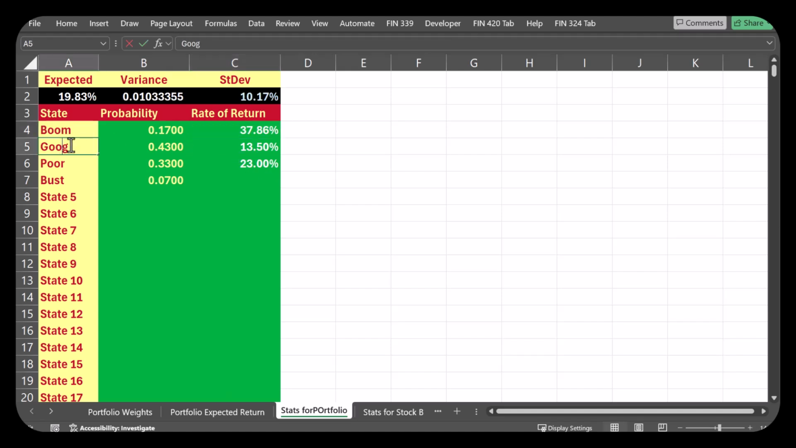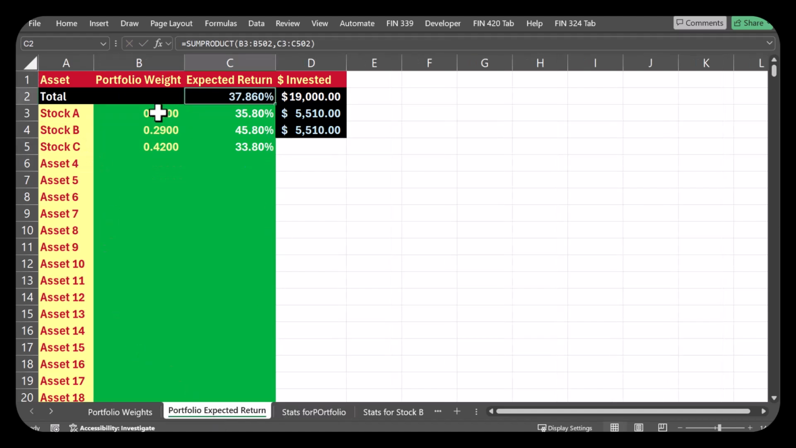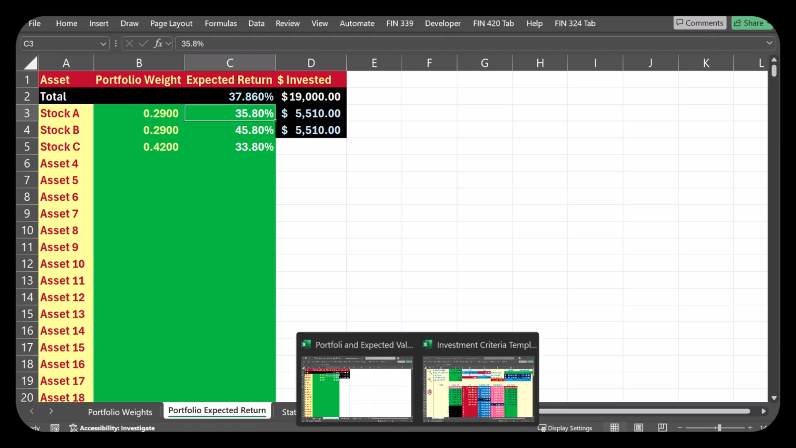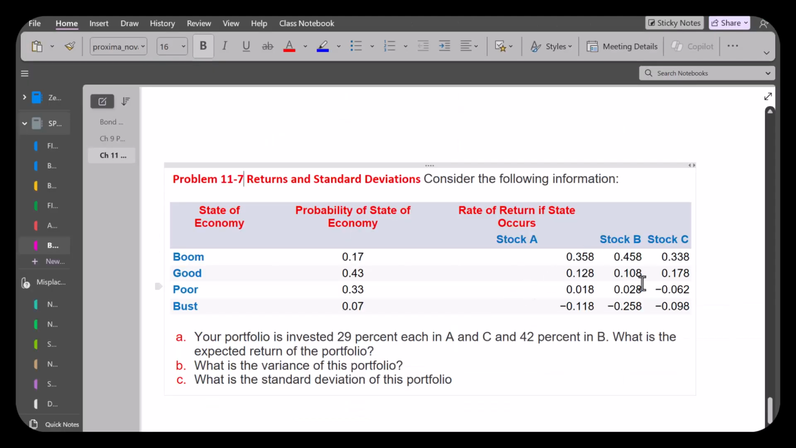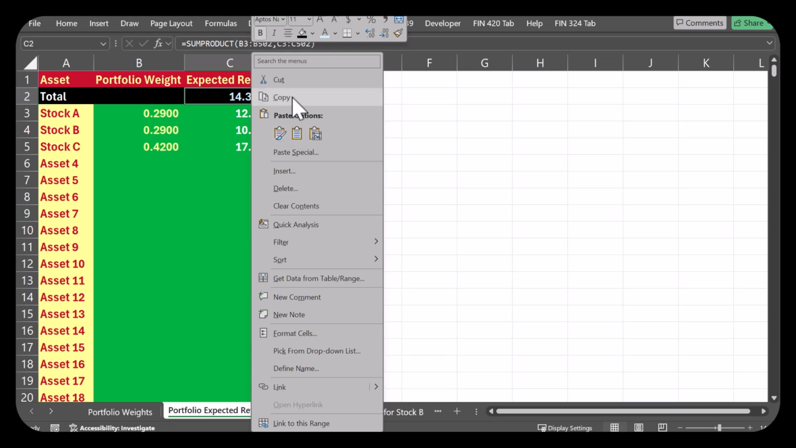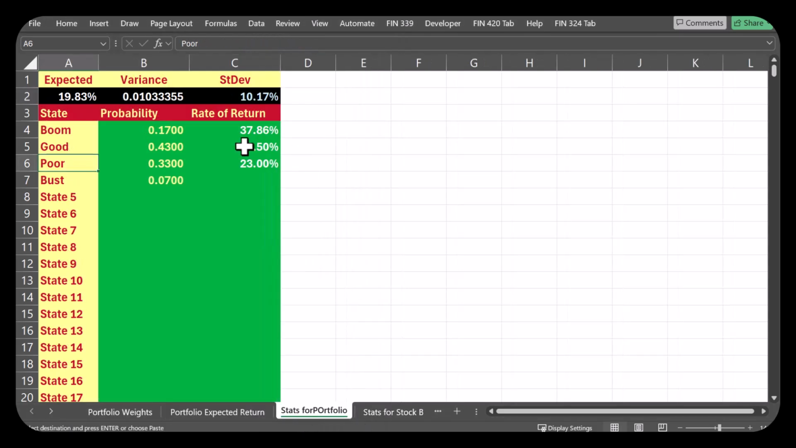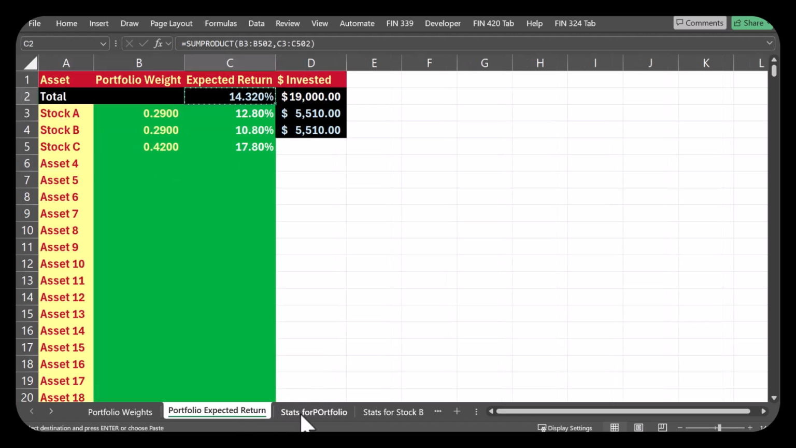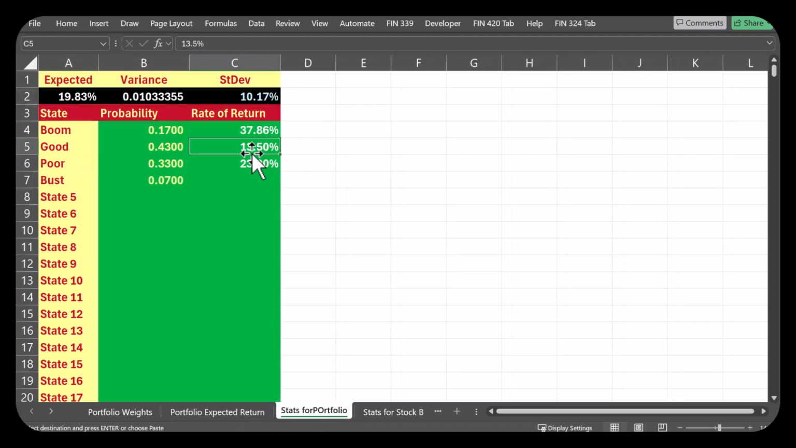Now let's do the same thing for the good case. In the good case, returns are 12.8, 10.8, 17.8. That's the expected return of the portfolio in the good case.